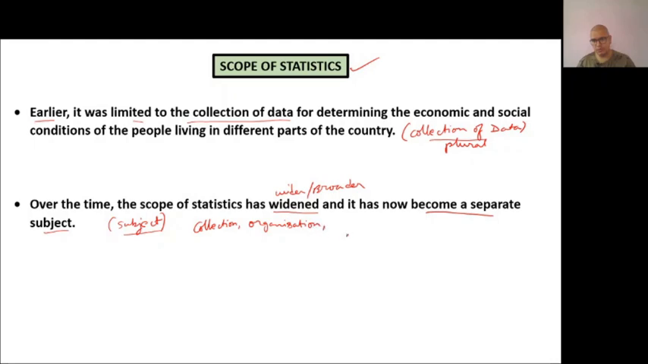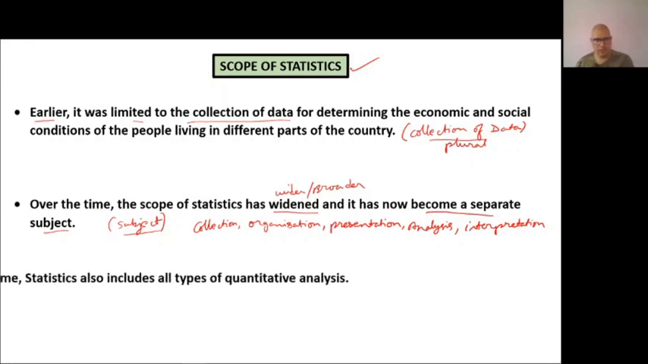presentation, analysis, and interpretation of data. So it has now become a complete subject where we learn how to collect data, how to organize it, how to present it, how to analyze it, and how to draw conclusions out of it.